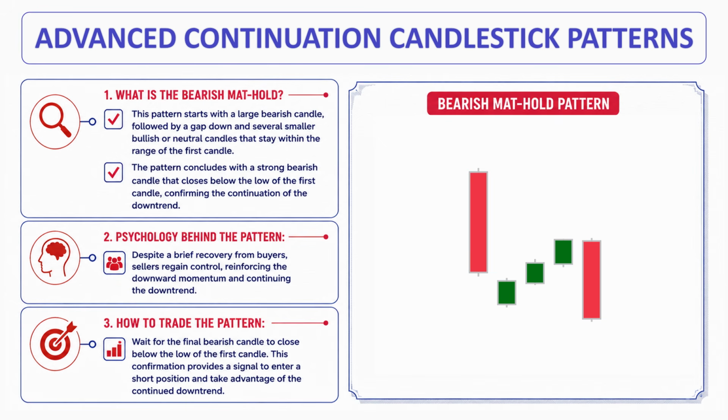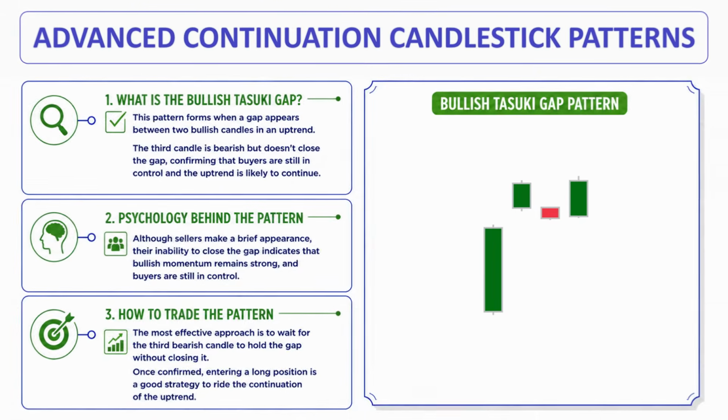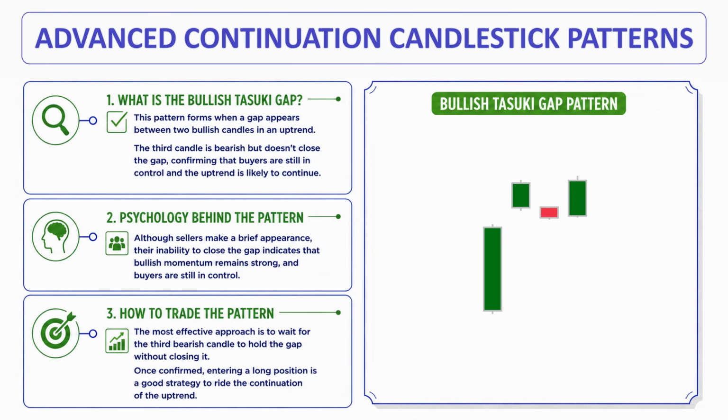lower. To trade this pattern, wait for the final bearish candle to close below the low of the first candle. Once confirmed, a short position may be considered to follow the continued downtrend. Now, let's move to the bullish Tasuki Gap.